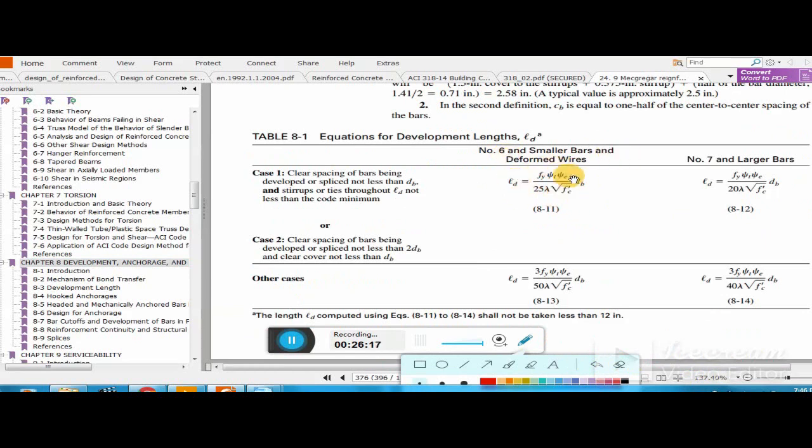So this is case 1. This formula will be used for number 6 and smaller, and this formula will be used for number 7 and larger. But you have to make sure that this criteria is fulfilled, and if this criteria is not fulfilled, then we check this criteria. But in both cases we use this equation if this criteria is fulfilled, and at 11 and at 12 basically this is code reference, okay.